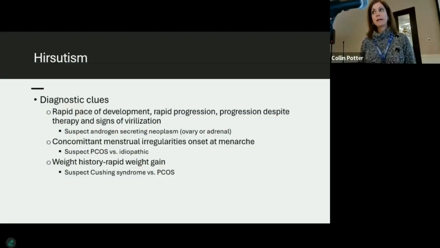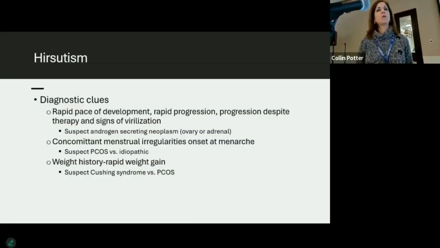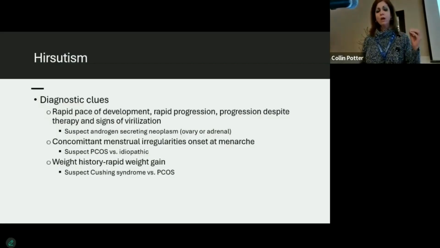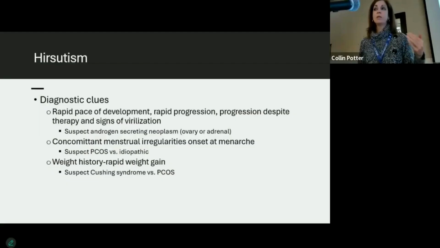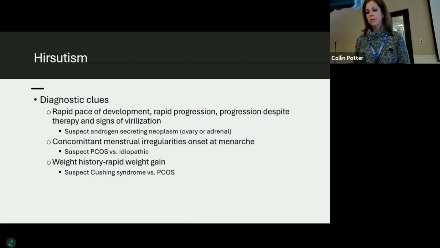If there are menstrual irregularities, then PCOS or idiopathic, and then weight history. A weight history is important too, because patients with PCOS may have obesity as well as PCOS in that setting. So it is important to find out where that weight gain was and the speed of that weight gain, because you may be thinking about Cushing's syndrome if it's a rapid weight gain versus a slow progression of weight gain associated with that.